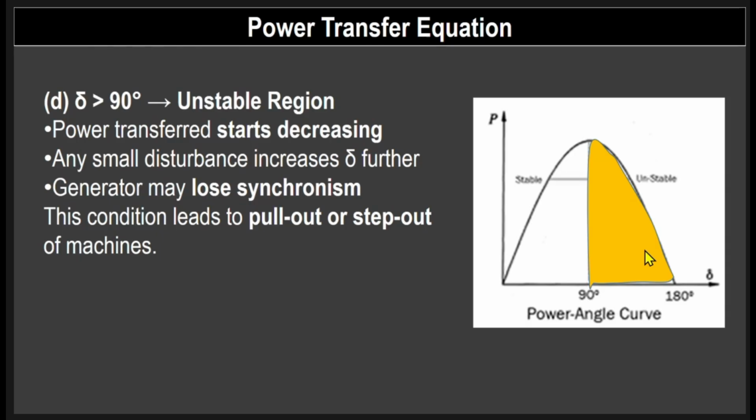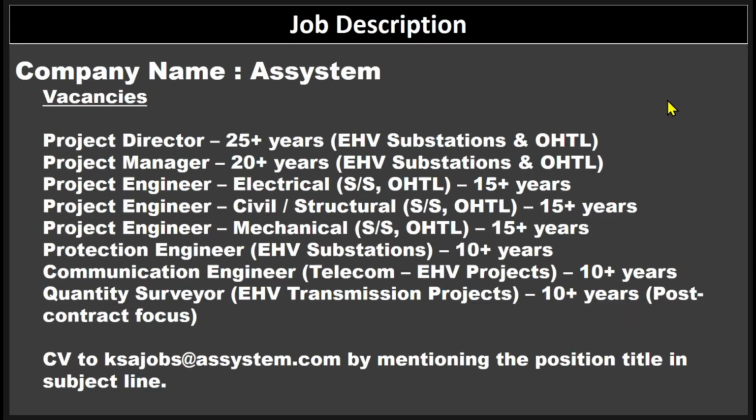If there is any small disturbance, the delta further increases, that is, the power angle further increases, which will lead to the loss of synchronism. This condition is called the pull out or fall out of step of the machines.